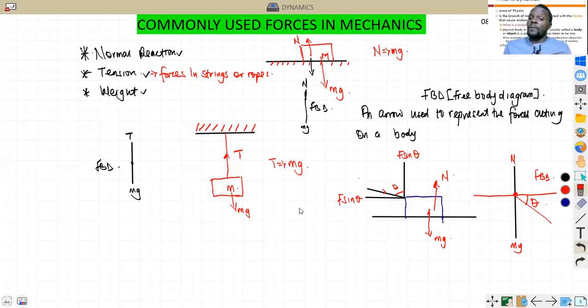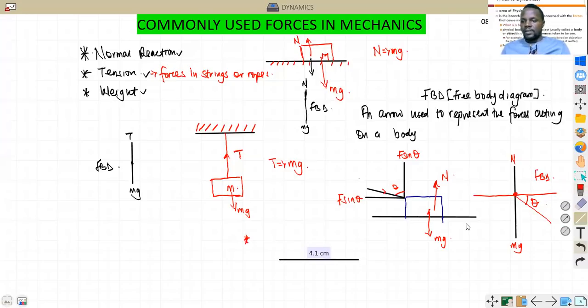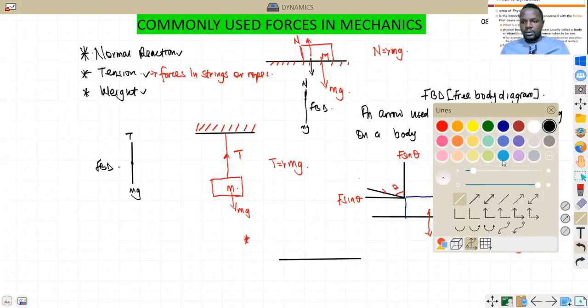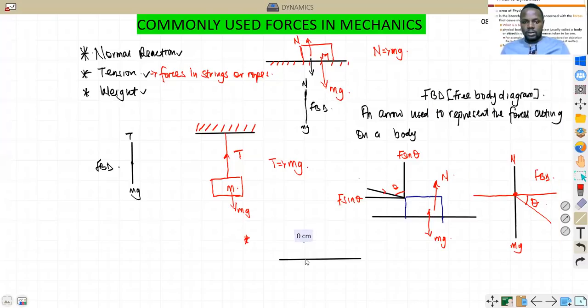So you can have a complex situation whereby, a quick one, I still have 5 or 5.5 minutes more. Now a quick one, you can see if you look at this, maybe I have a ground, always a ground. Then I have a block that is placed on top of the ground. In this format, I have this. This is the block and the ground. Fine.